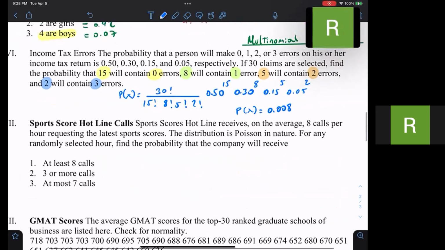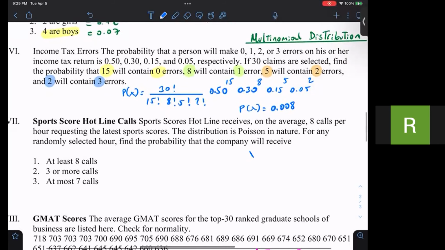So here we have sports score hotline calls. A sports score hotline receives on average 8 calls per hour requesting the latest sports scores. The distribution is Poisson, so they're telling you what distribution it is. For any randomly selected hour, find the probability that the company will receive at least 8 calls, 3 or more calls, at most 7 calls. So the random variable follows a Poisson distribution, and the only parameter that the Poisson distribution has is lambda, which is the mean or the average in this case. So you need to know the PMF.